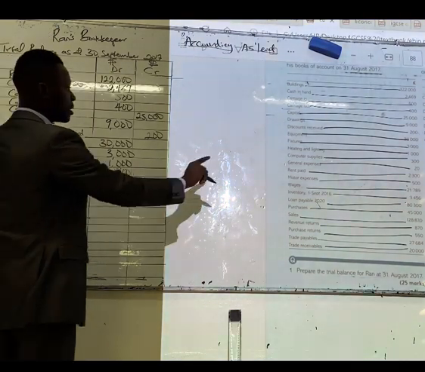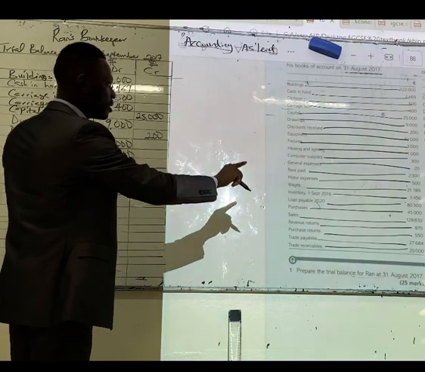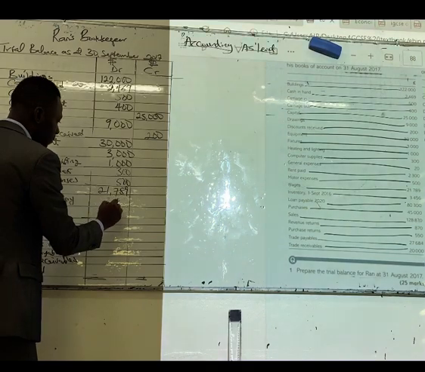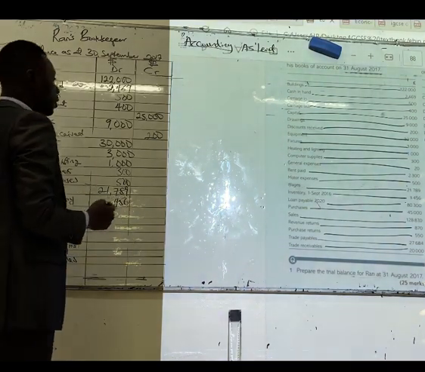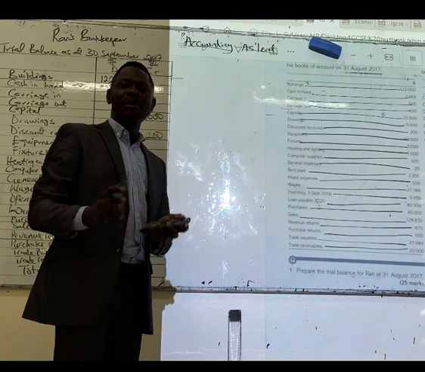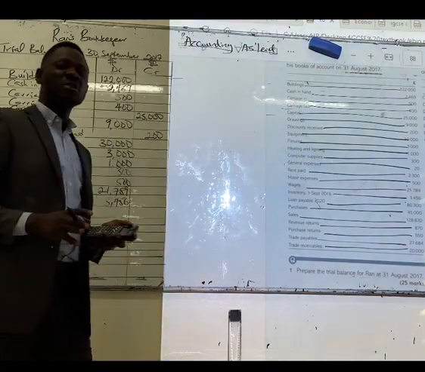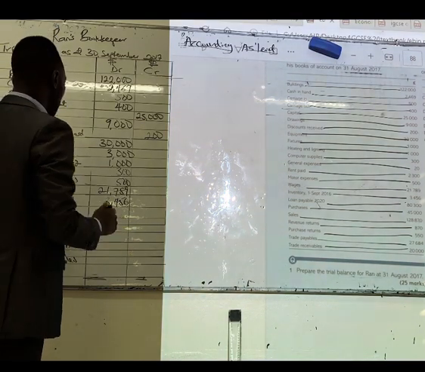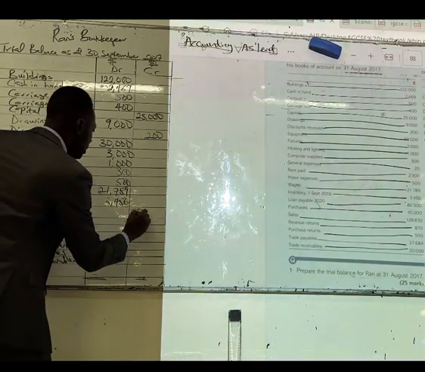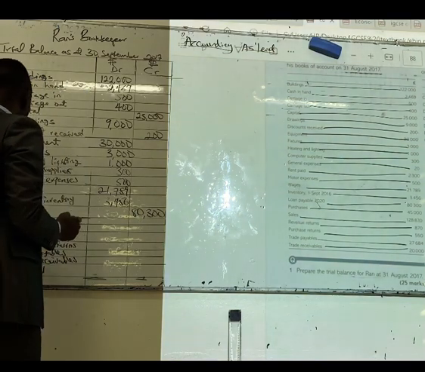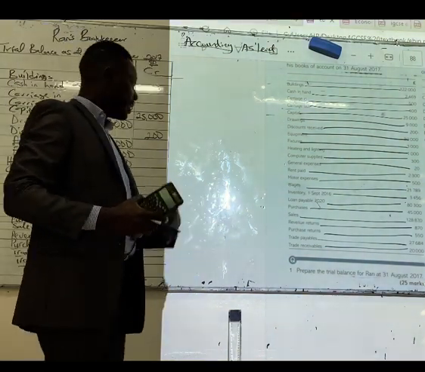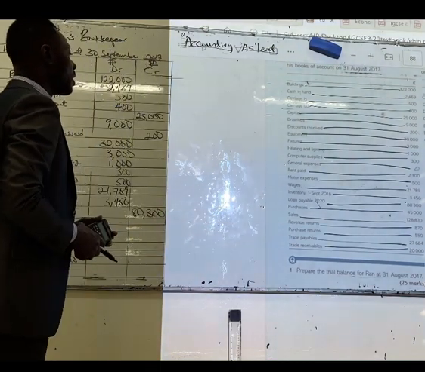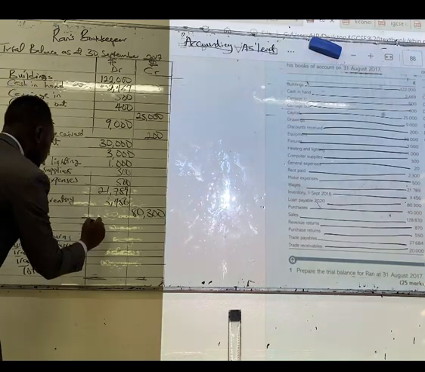So opening inventory, which is for 2016, will be 3,456. Then we have loan. Loan is a long-term liability, a non-current liability. It's going to be on the credit side of our trial balance. Loan, amount 80,300. Then we have purchases. Purchases is an expense for the business, and it's going to be on the debit side of the trial balance, 45,000.